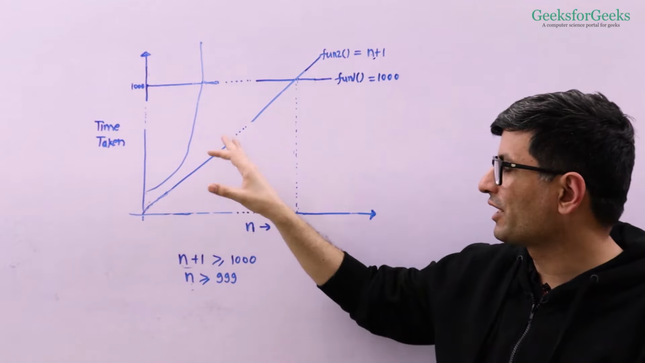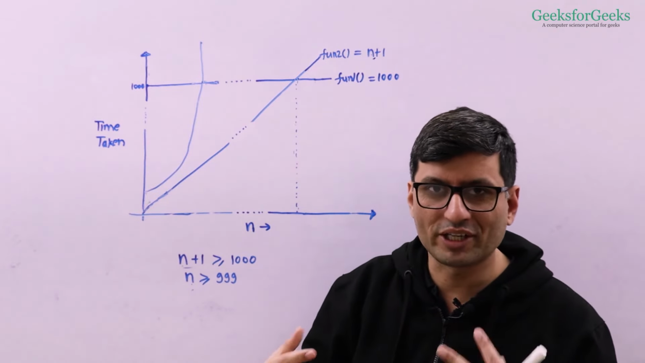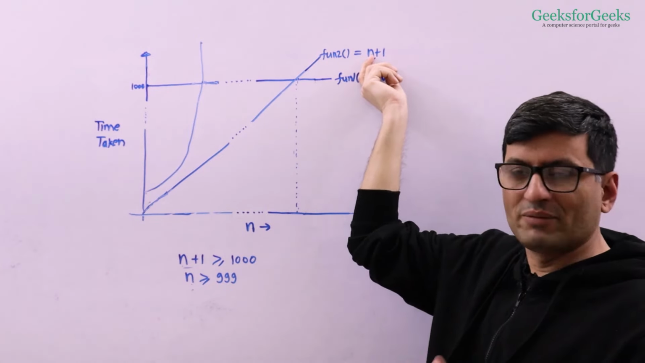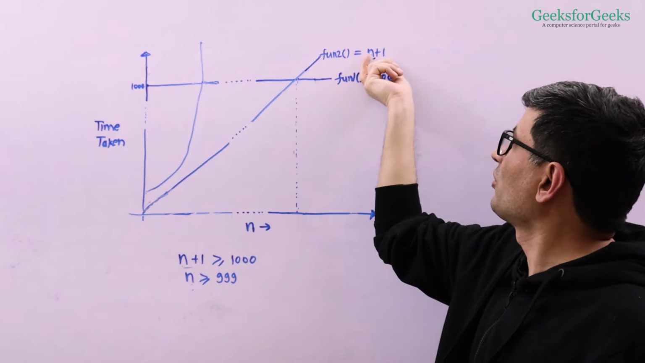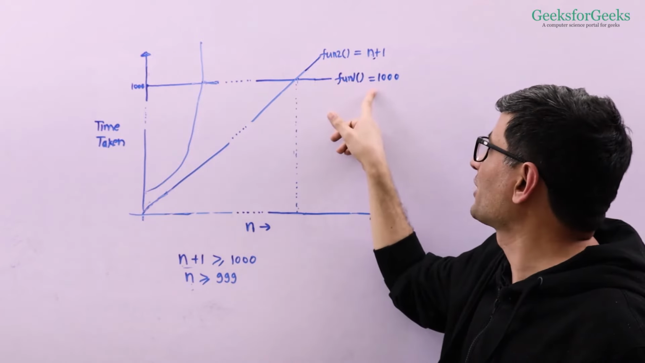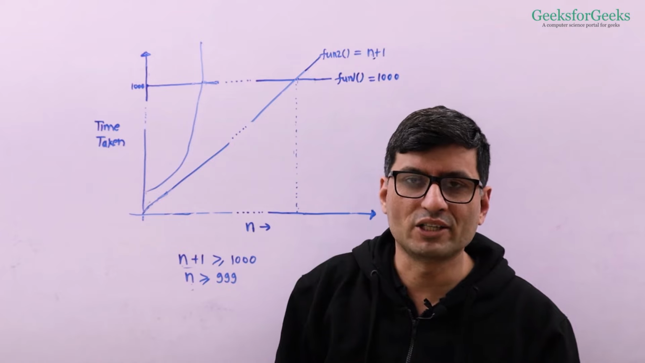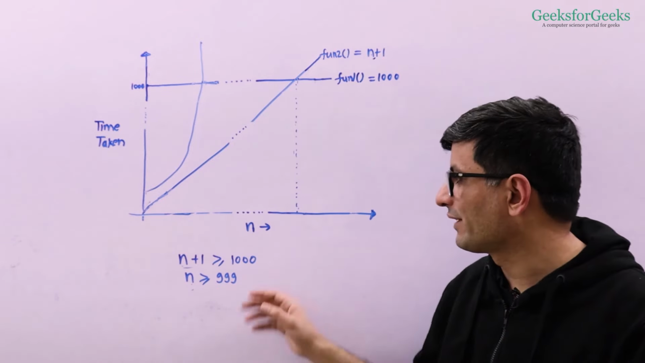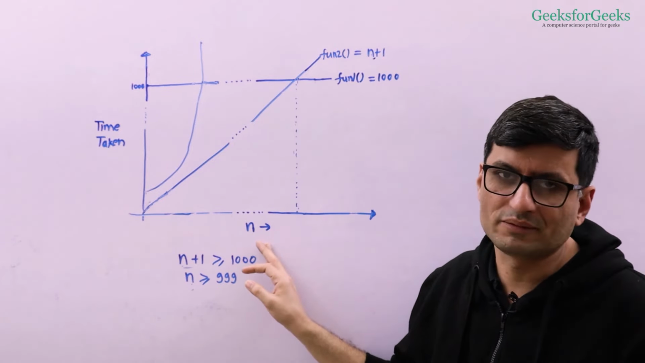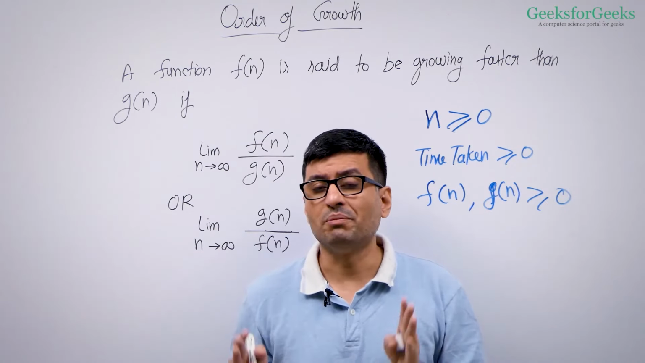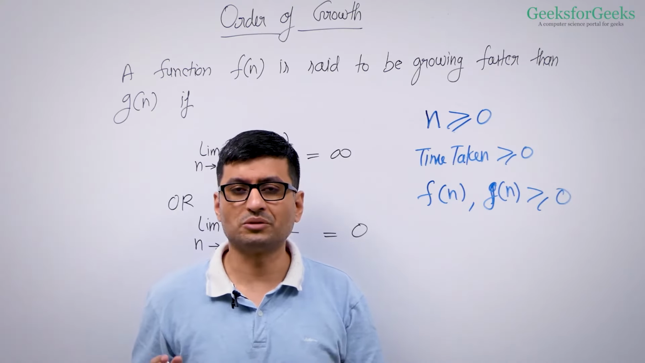So whenever we draw the graph or talk about asymptotic analysis, these are functions of time taken. They show you how much time is taken by fun2 and how much time is taken by fun1, right? So they are always going to have a value greater than or equal to 0. Same is the case for input size n. So the basic idea of analysis of algorithms, the main idea, is to measure the order of growth of time taken by algorithms. That's the main idea that we use.